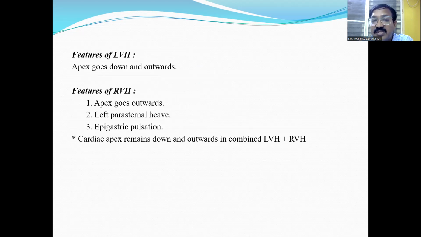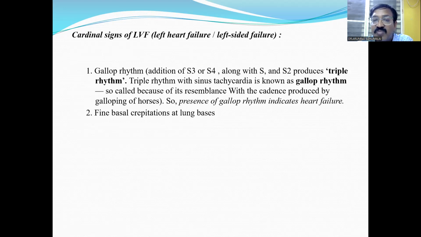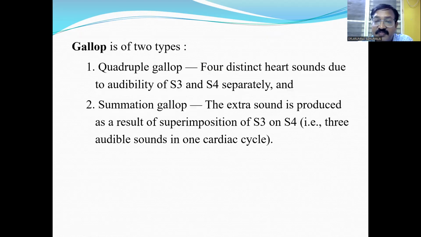So features of LVH: apex goes down and outwards. RVH: outwards. The patient may have left parasternal heave, and may have epigastric pulsation. The cardinal signs of left heart failure: the patient may have S3, S4, along with S1 and S2. It's called triple rhythm or gallop rhythm. So in MR, the patient may have S3 as well as S4 when the patient has severe MR. So it is called gallop rhythm. The signs of gallop rhythm indicate heart failure, and basal crepts at the lung bases. These are the signs of left ventricular failure.